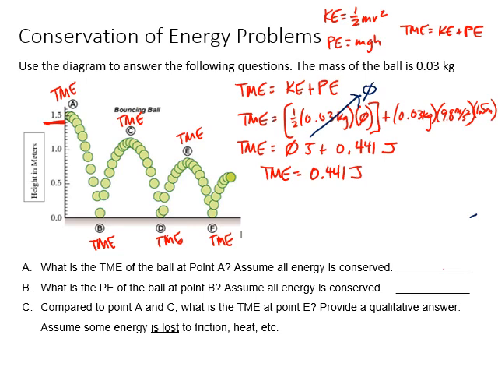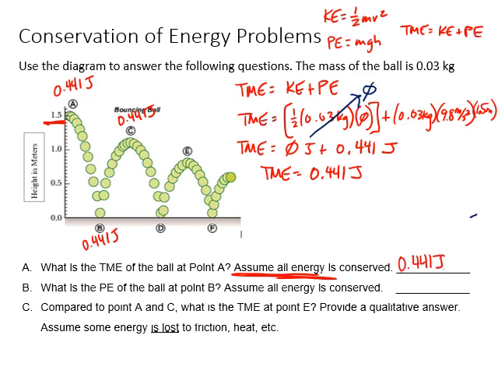And again, what this means at each one of these points, do a little bit of erasing here. If we assume all energy is conserved, each one of these points are going to have a total energy value of 0.441 joules. And again, this is total energy value. And I can label it for D, E, and F as well. So, question A, what is the total mechanical energy of the ball at point A? That's going to be 0.441 joules.